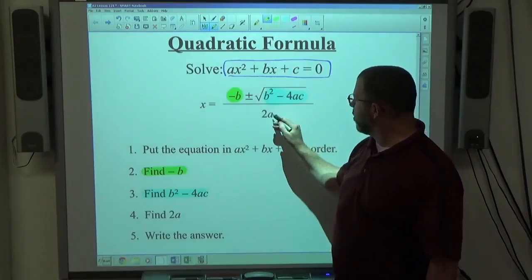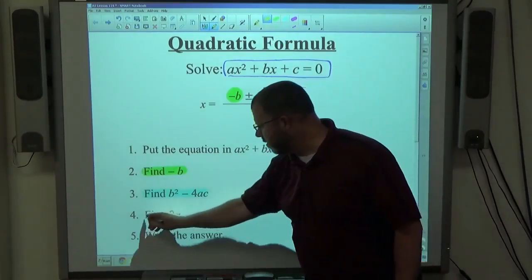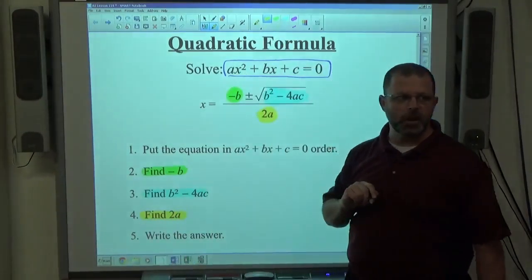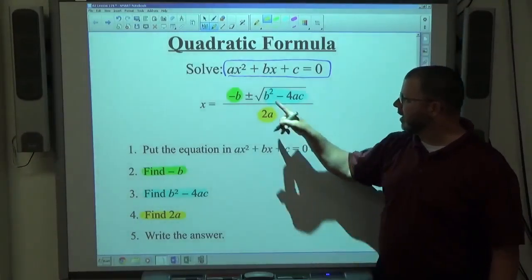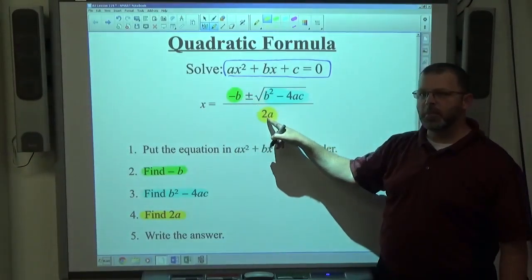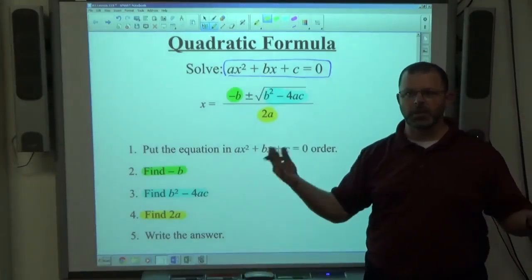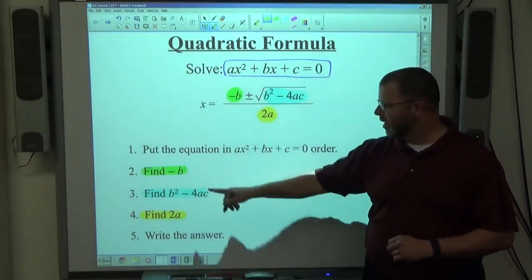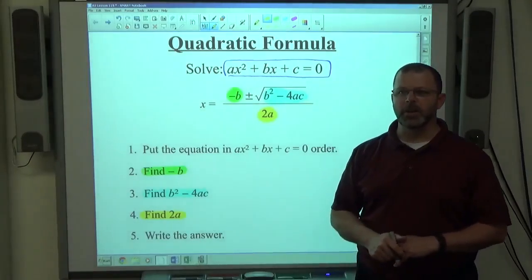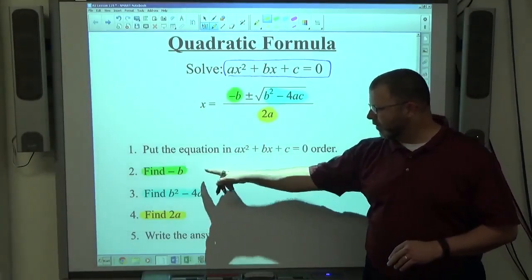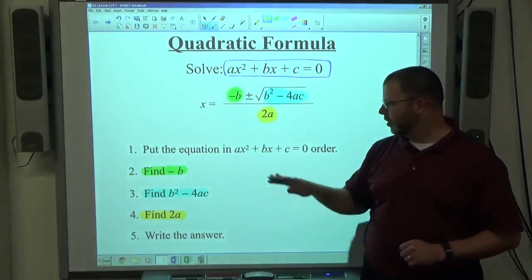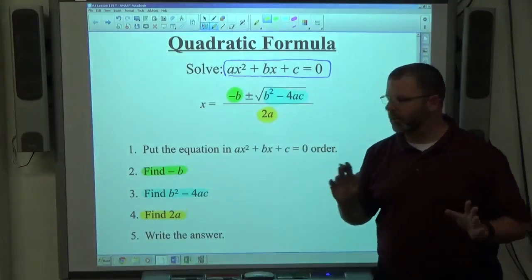And then finally, on the bottom, there's a 2 times a. You find 2 times a. Whatever a is, you double it. Of the 3 things you have to find here, changing a sign and doubling a number are very simple. B squared minus 4ac is a little bit more challenging. So step 3 tends to be the one that you really have to write down. Steps 2 and 4 can kind of be done in your head. Once you've found all 3 of these things, you write the answer. So you create this structure, you write the answer. So that's what we're going to do.